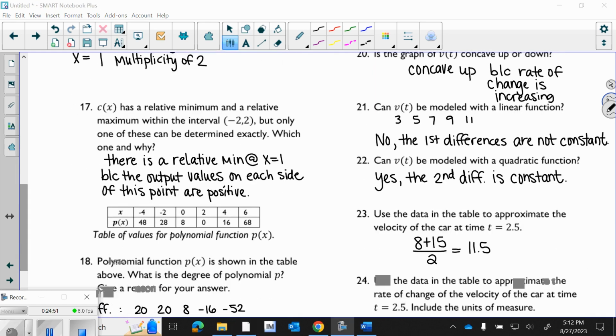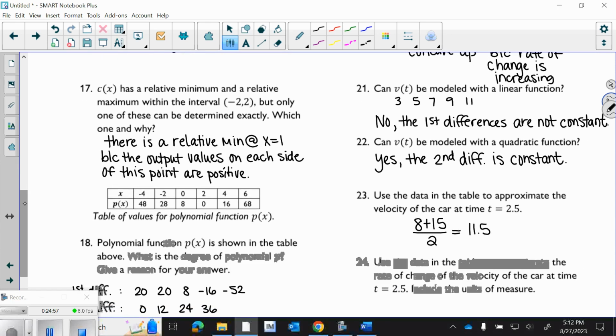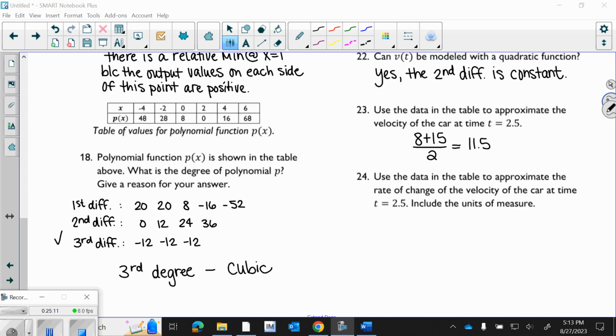In 24, they ask us to use the data in the table to approximate the rate of change of the velocity of the car at time t equals 2.5. We're also to include the units of measure. Again, since I don't actually have t equals 2.5, I'm going to have to use the two closest points in order to do this approximation.